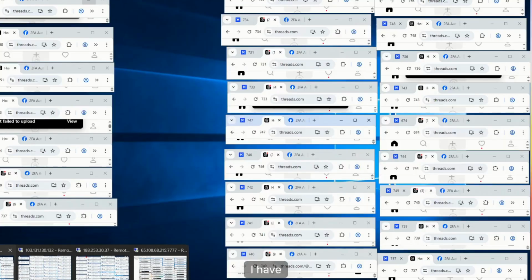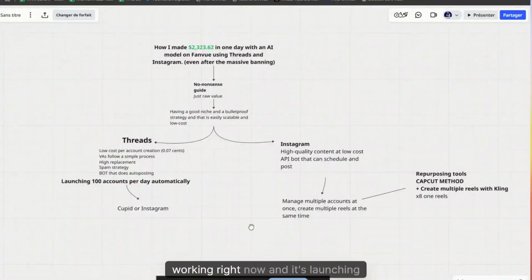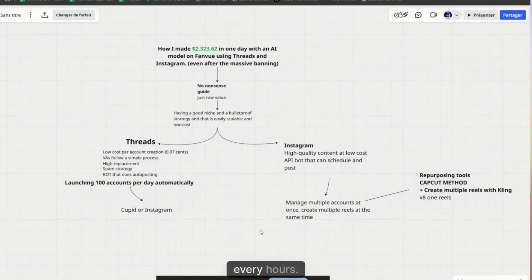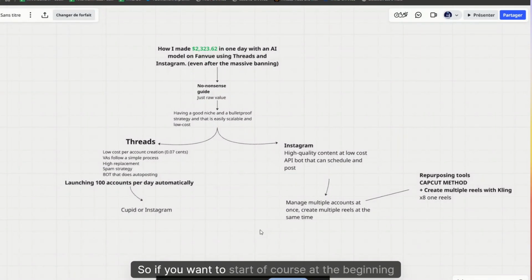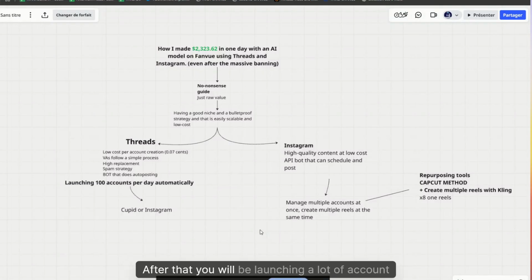Look, I have dozens of Threads accounts that are actually working right now, and they're launching every hour. This gives me an insane amount of traffic. So if you want to start, of course, at the beginning you will not get that much traffic, but once you find the strategy that can make one plus one, you just have to do one plus one plus one plus one, and after that you will be launching a lot of accounts and getting more and more traffic.